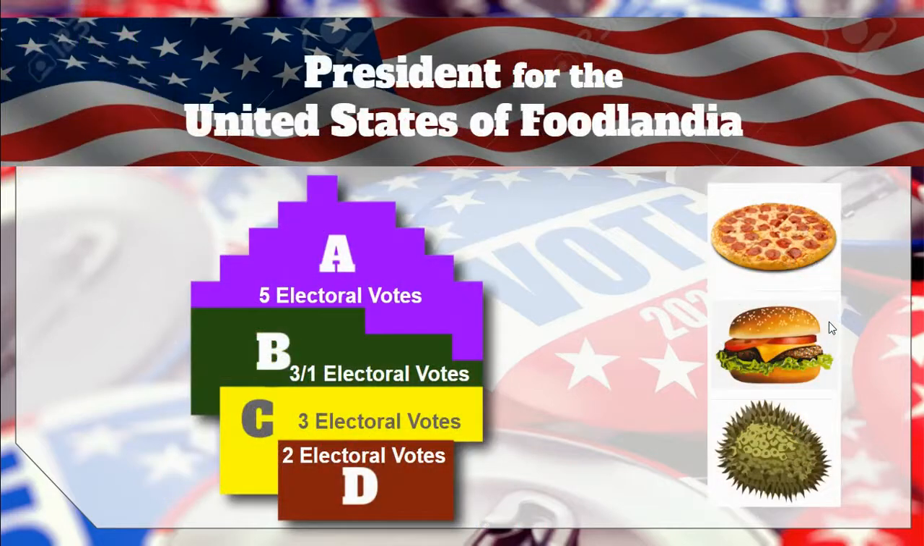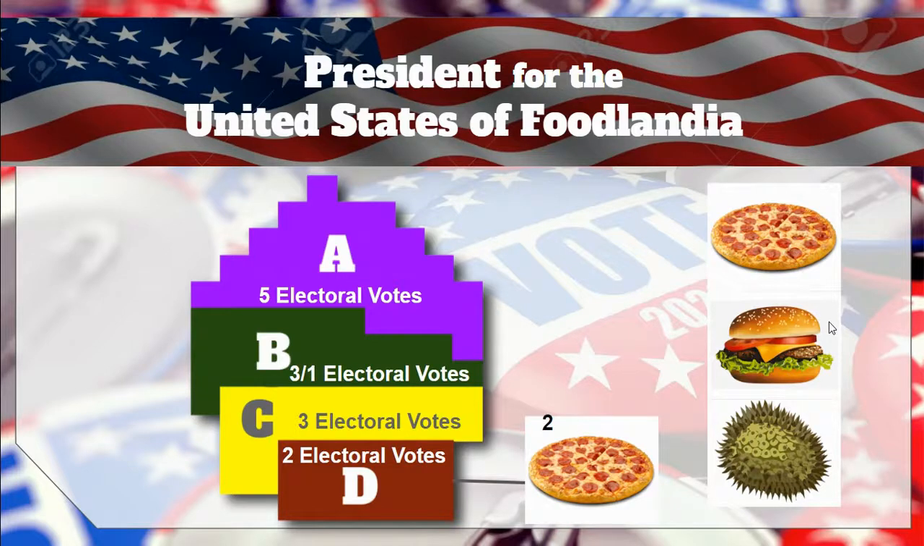Let's take a look at our electoral college votes here, though, and see what total that has. So we know Pizza won the state of D with 2 electoral college votes. B was a split. Pizza got 3, Burger got 1. So that made the total 5-1.